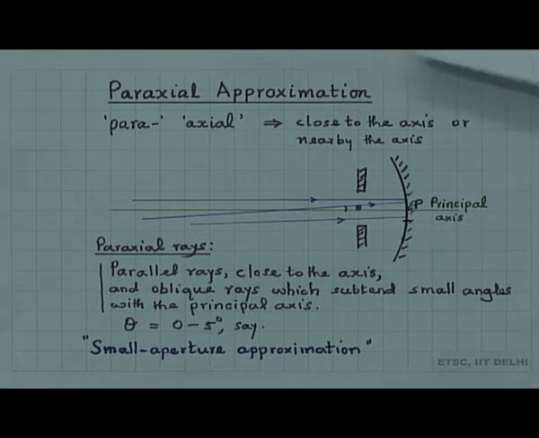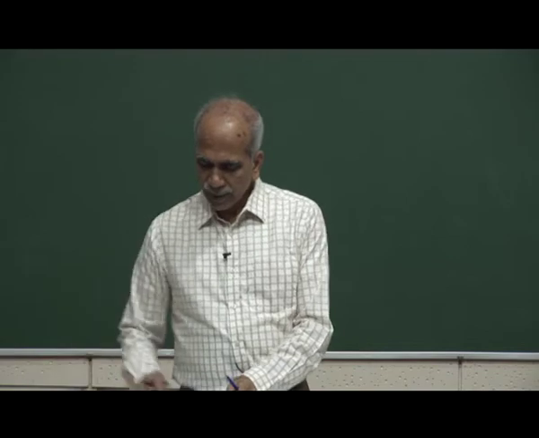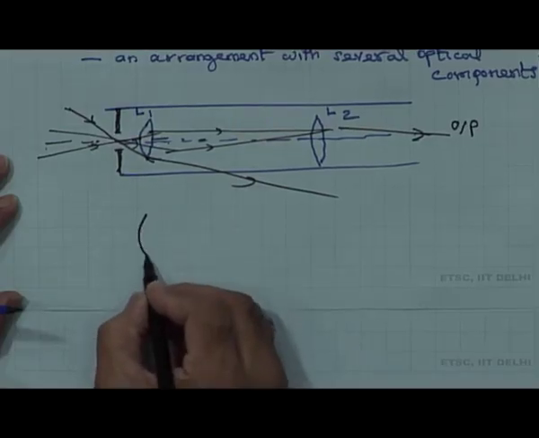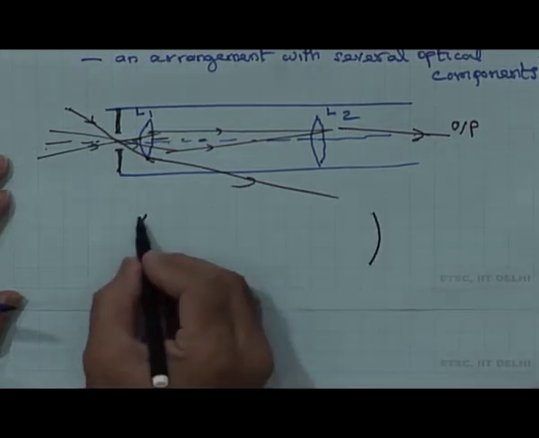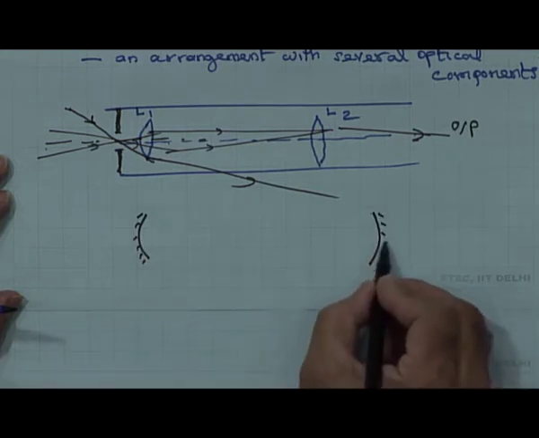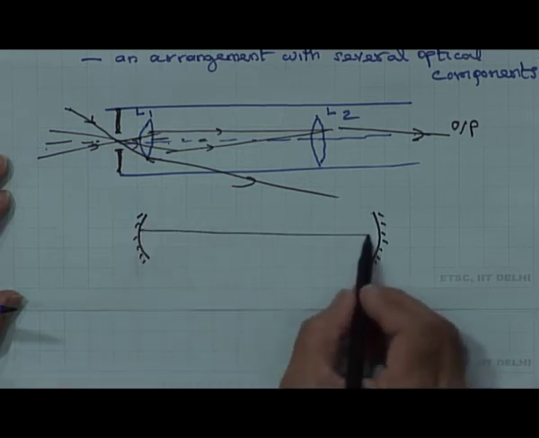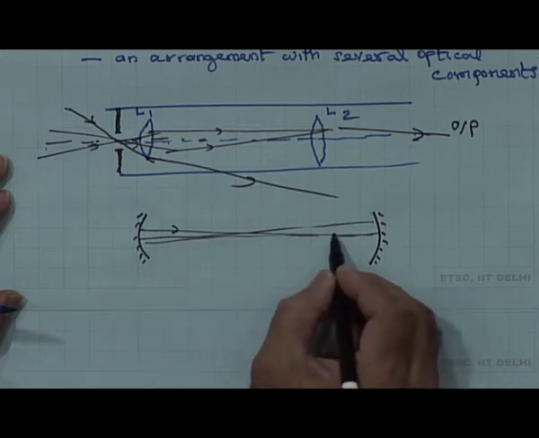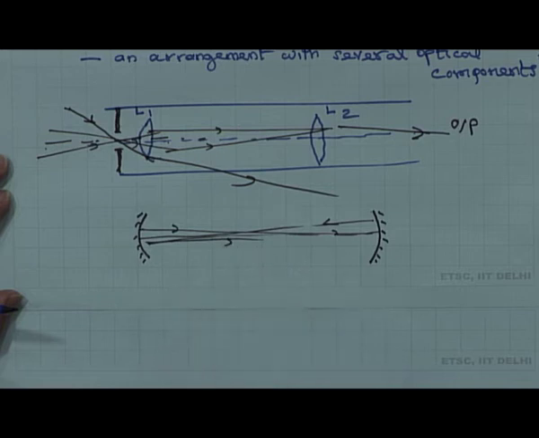For example, I showed the microscope in the earlier case. For example, there are optical resonators. In the last lecture I showed a laser. A laser has an optical resonator with two mirrors like this, and the rays go back and forth. The rays travel back and forth inside and resonate. So, they travel like this.